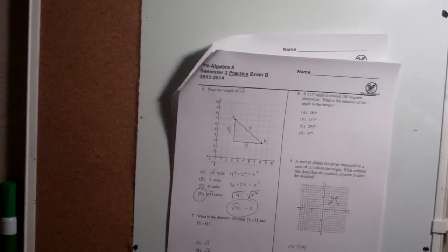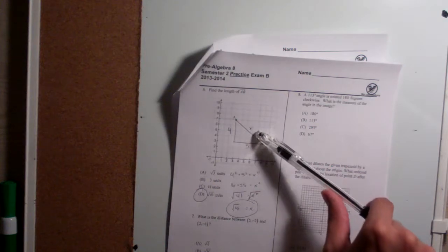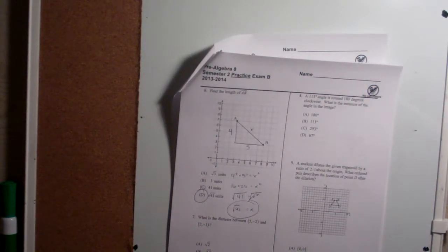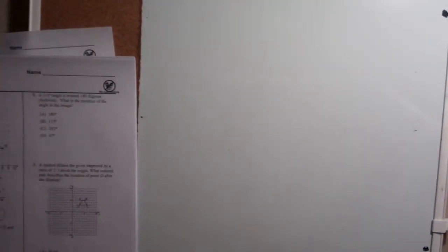What is the distance between 2 coordinates, those coordinates being 5, -2, and 2, -1? Now, this is very similar to number 6 in the sense that we want to find the distance between 2 points, right? We have a line segment represented on this graph. How about I try to graph these points and then find the distance there? Alright, I'm going to go ahead and graph it.